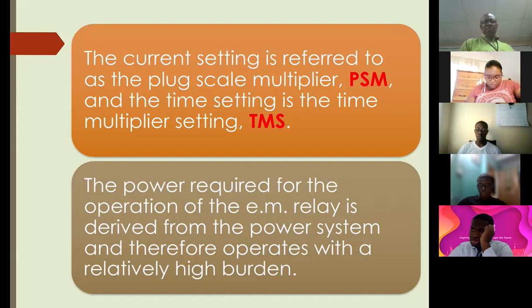Now, in terms of your overcurrent relay, and we mentioned this last week or the week before when we were looking at the evaluation of your CT. We said that for your electromechanical, it has a very high burden, and the burden changes depending on the amount of current that is flowing to it.